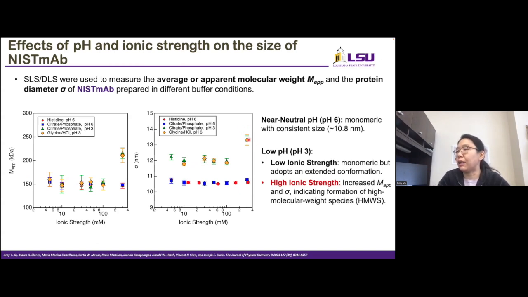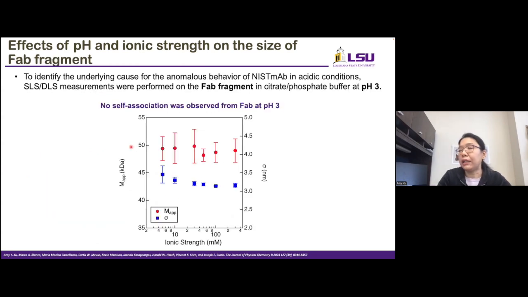And then this result is in line with the molecular weight results, both suggesting the formation of high molecular weight species. So next, at pH 3, we have seen the antibodies have some anomalous behavior. At low ionic strength, they are all extended. At high ionic strength, they seem to aggregate.